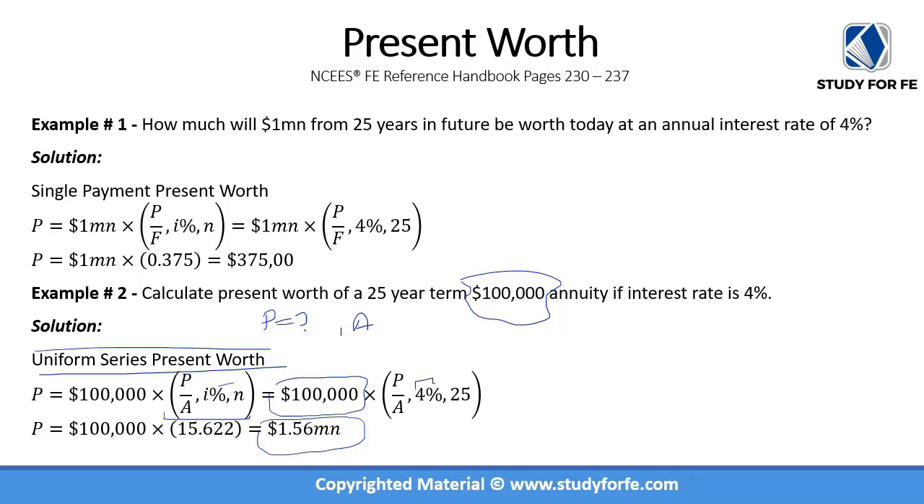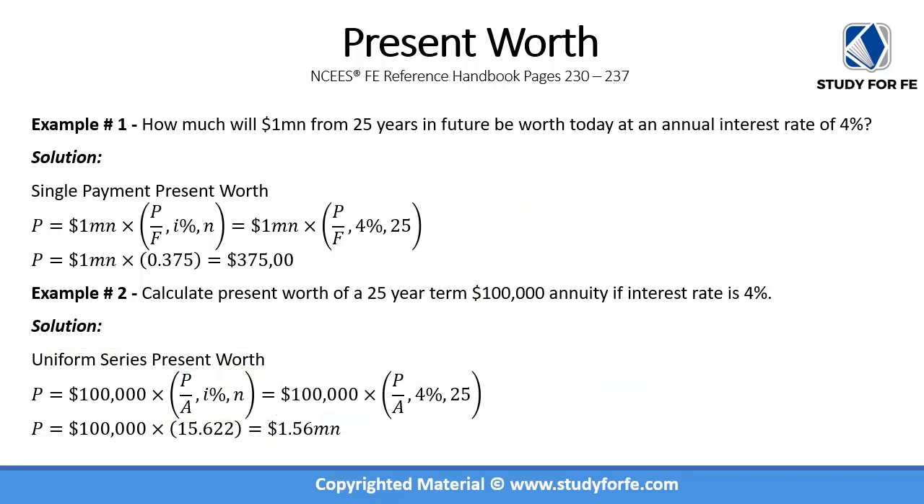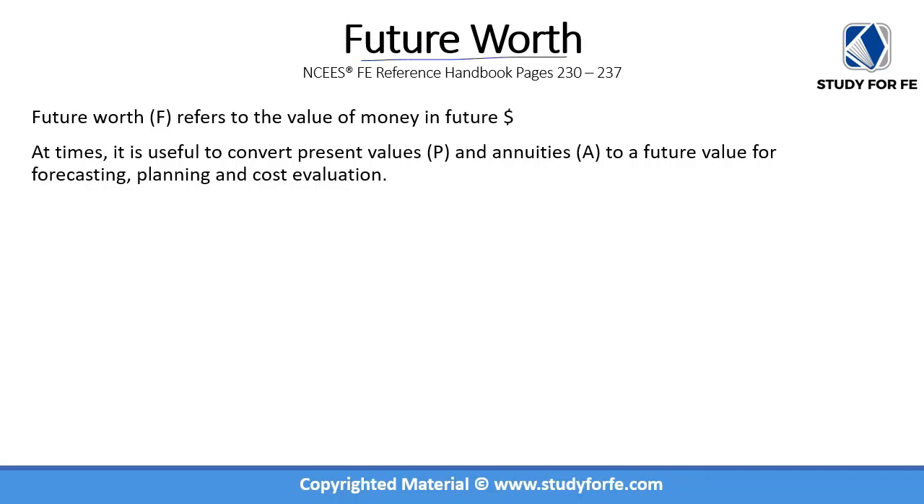In the previous example, we went from a future value to the present value, and in this case, we are going from an annuity into the present value. Future worth refers to the value of money in future dollars. At times, it is useful to convert present values, where P is the present worth or present value, and annuities, given by A, to a future value for forecasting, planning, and cost evaluation purposes.